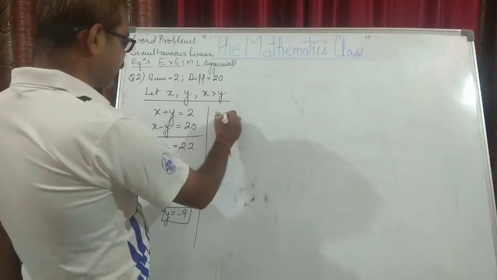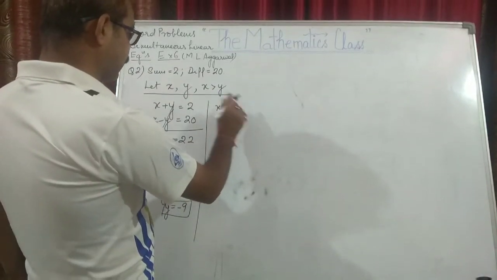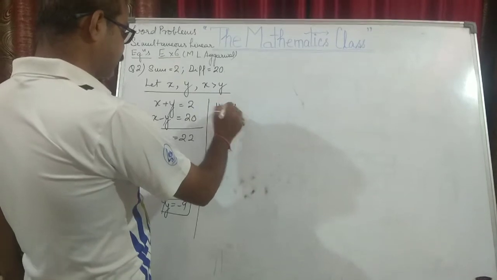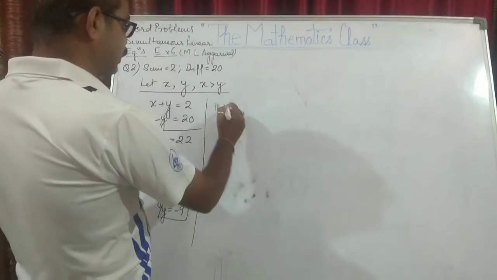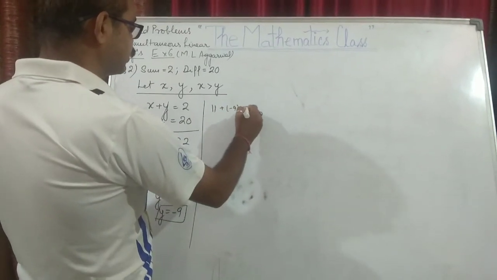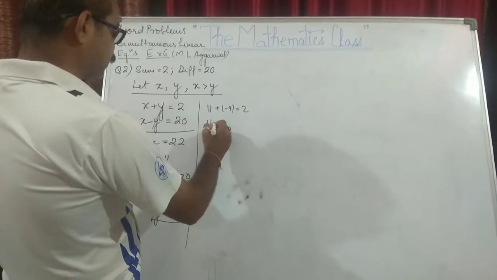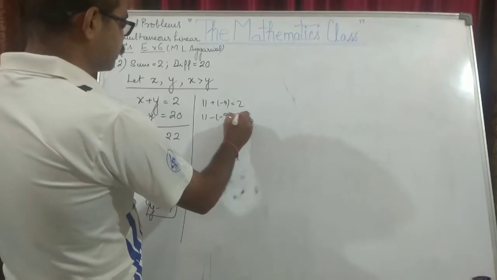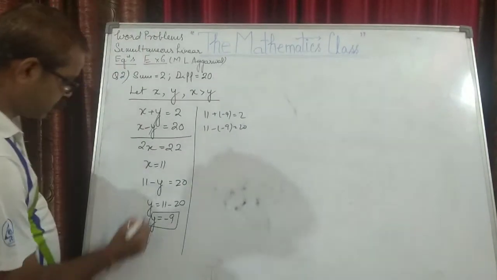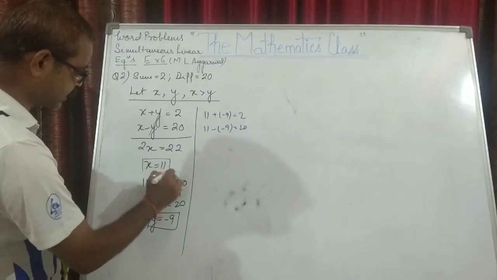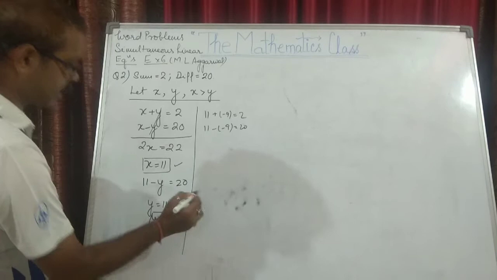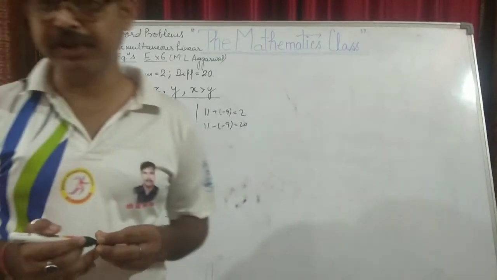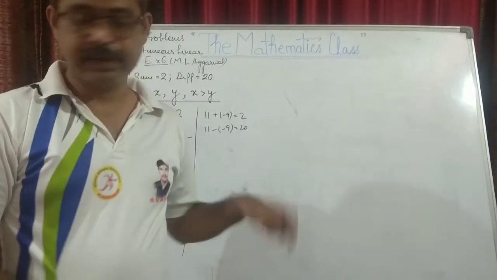So you can see that x plus y, that is x was 11 and plus y means minus 9, is equal to 2, and x minus y is equal to 20. So these are the two numbers: x is 11 and y is minus 9. That is the second question.